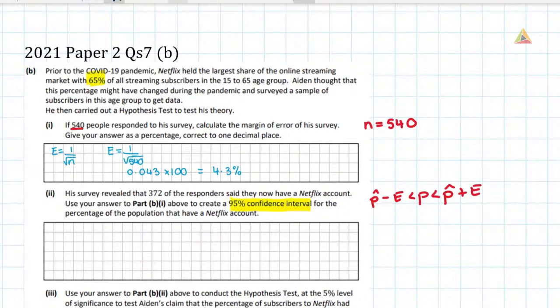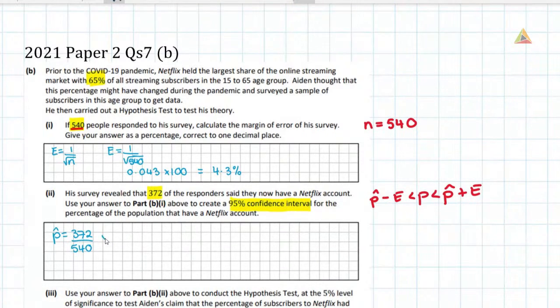So to calculate our sample proportion, we're looking at how many people he surveyed, which was 540, and we're going to look at how many of those respondents said that they had a Netflix account. So that's 372. So in this case here, our P hat is going to be equal to 372 divided by 540. And that's a proportion given as a fraction, but we want to convert this to a percentage because our answer here and our answer that was given of 65% are both going to be percentages. So we're going to convert that to a percentage by multiplying by 100.